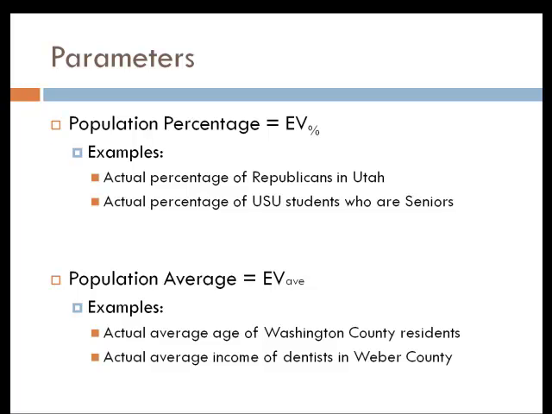So keep in mind what it is that we're looking for. The population percentage, which we've been calling the EV%, and the population average, which we've been equating with the EV average, the expected value.